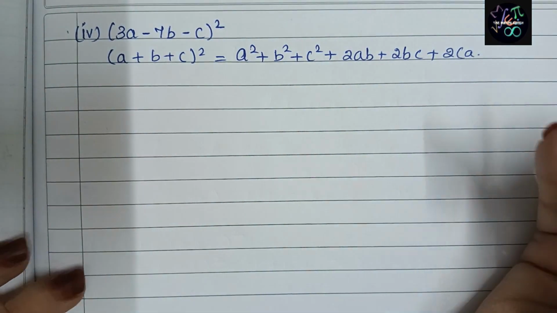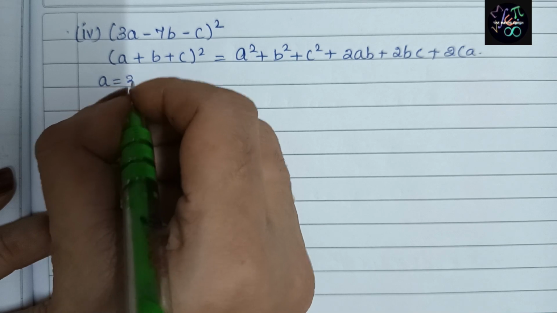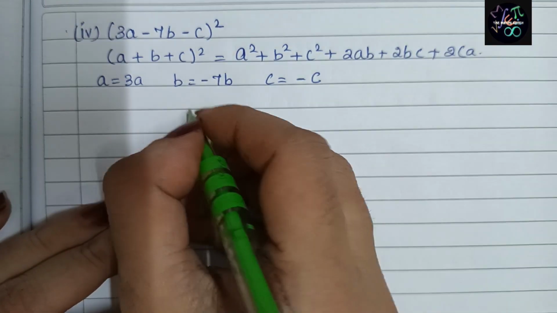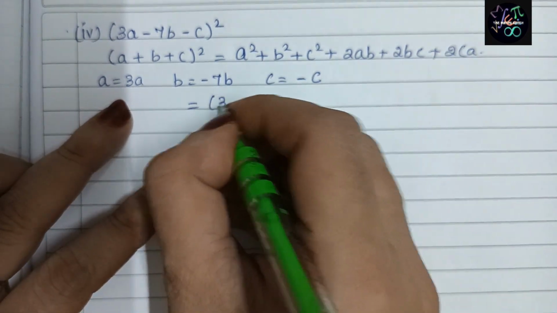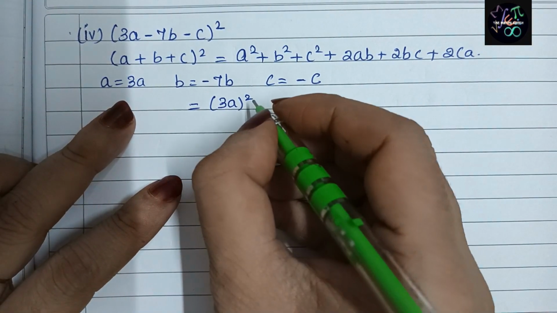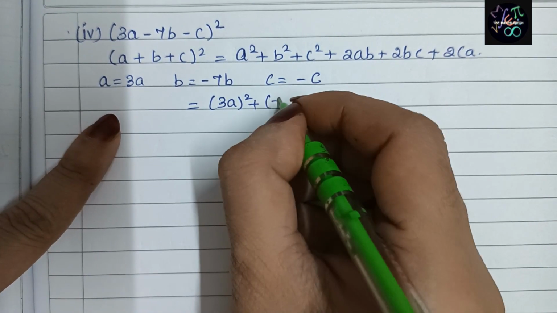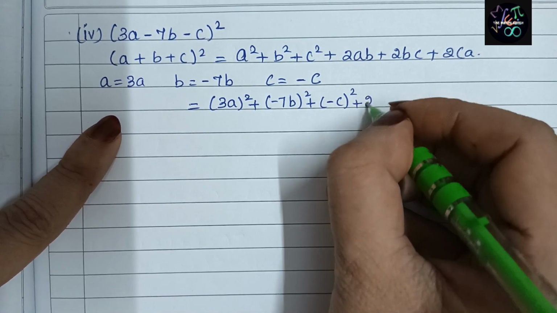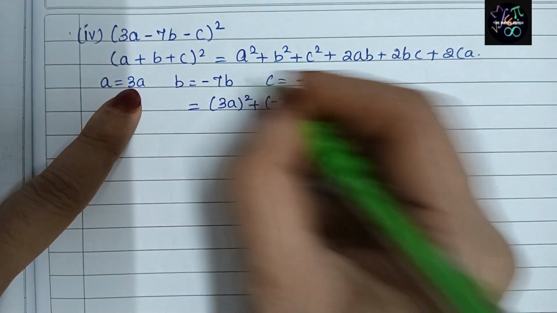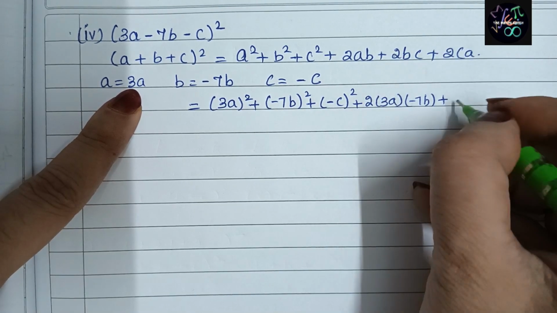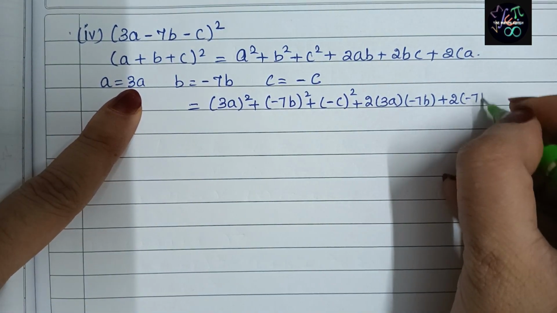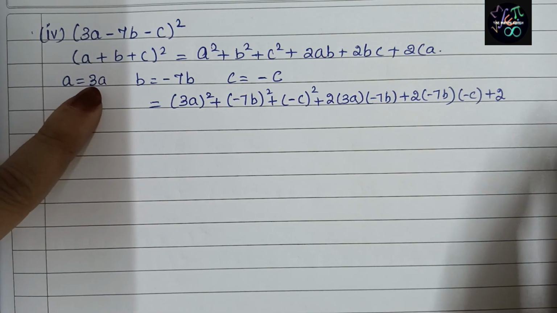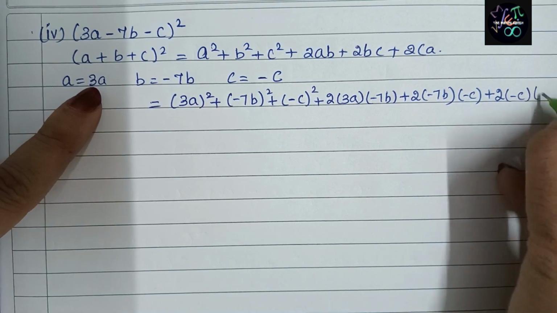Instead of that we can write xyz also. Here a value is nothing but 3a, b value is minus 7b and c value is minus c. Let us substitute the values now. A value is 3a, square as it is, plus b value minus 7b square as it is, plus c value is minus c, plus 2, a value 3a, b value minus 7b, plus 2 as per the formula, b value minus 7b, c value minus c, plus 2ca, c value minus c and a value 3a.